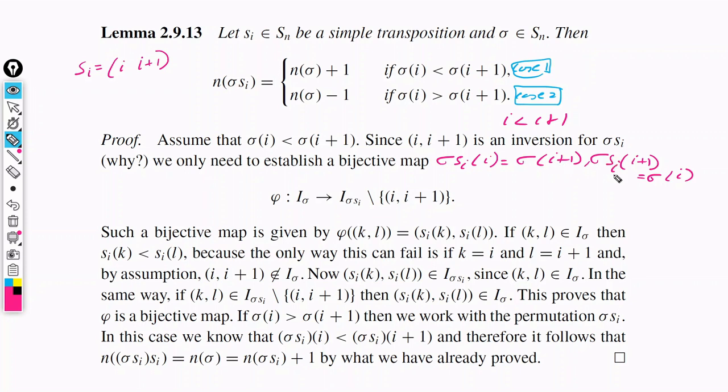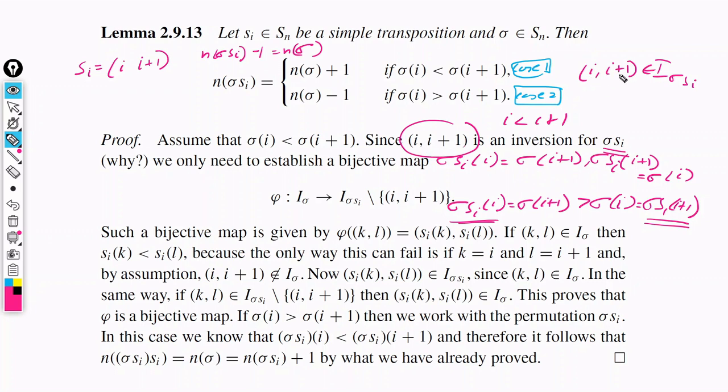And similarly, what is sigma Si(i+1)? That is equal to sigma(i), because Si moves i+1 to i. Therefore, sigma Si(i) is equal to sigma(i+1). By our assumption, case 1, sigma(i+1) is greater than sigma(i). And sigma(i) is equal to sigma Si(i+1). So we conclude that sigma Si(i) is greater than sigma Si(i+1). That's why this is an inversion for sigma Si. Therefore, this element (i, i+1) belongs to I of sigma Si.